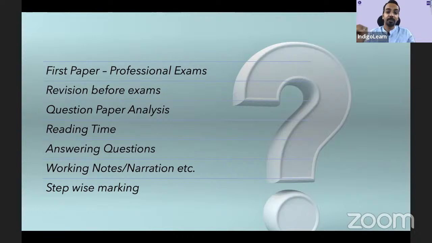It is important that you write this paper well. Otherwise, if this paper goes bad, it will have an impact on the coming papers. And accounting as such is a scoring subject. You will be writing accounting examinations at your CA Inter level, at your CA Final level. This paper will be coming back to you again and again, and this will be the first paper, and you have to give your best in this first paper.